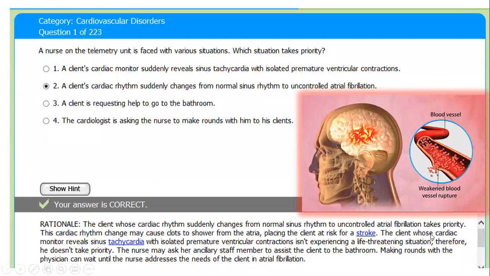Stroke can prevent the brain tissue from getting oxygen and nutrition, and this causes damage in the brain. So a client cardiac monitor revealing sinus tachycardia with isolated premature ventricular contractions is not a life-threatening situation. They will not die. Therefore, it does not take priority. The nurse may ask another staff member to assist the client to the bathroom or to make rounds with the cardiologist.